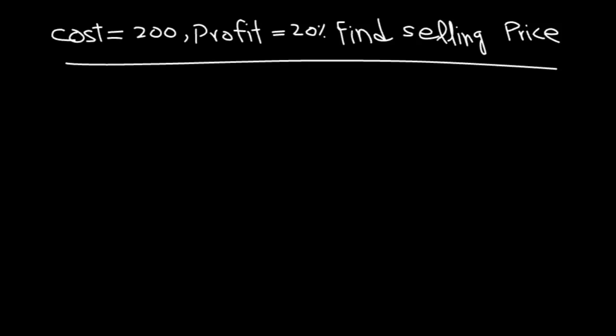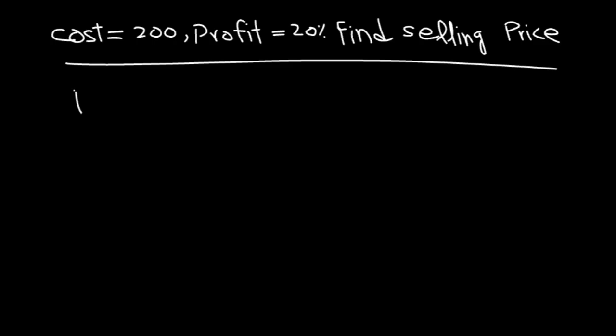In today's lesson, I am going to explain profit and loss using percentage. So our question is, cost is 200, profit is equal to 20%. We have to find the selling price. So first of all, the profit of 200 is 20%.